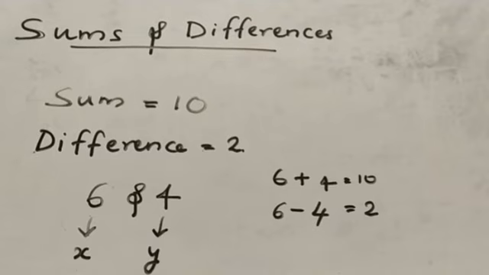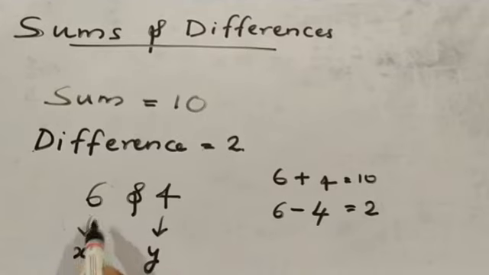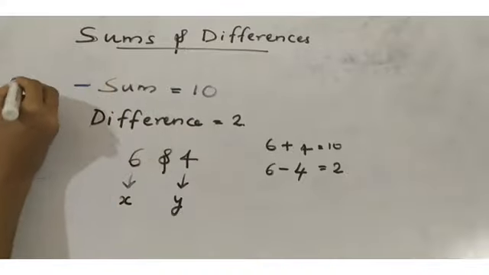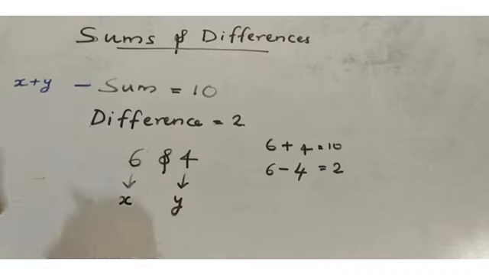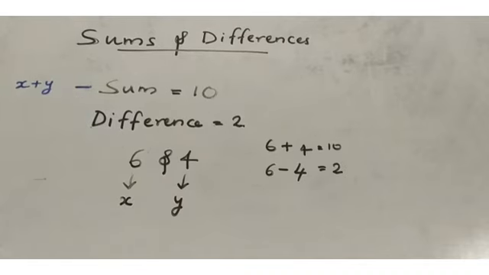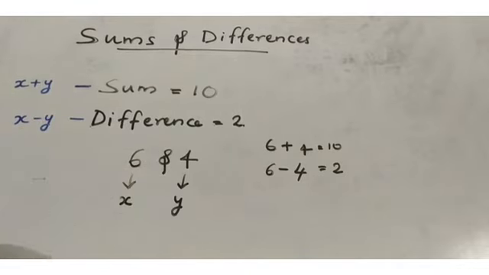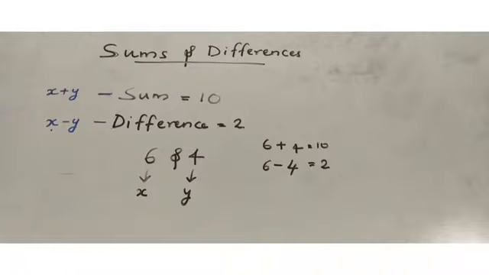So this was the game. We are going to find the trick used by Atulya for playing this game. Let us assume that 6 is x and 4 is y. Two numbers are x and y. Then the sum will be x plus y and the difference will be x minus y. For this, x should be the larger number. We are going to find x and y.